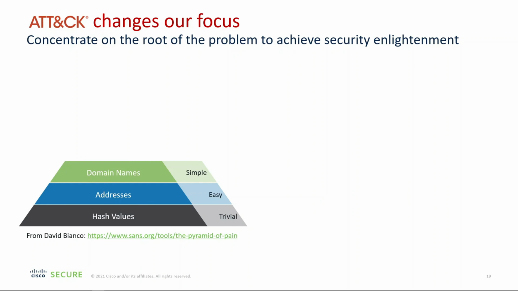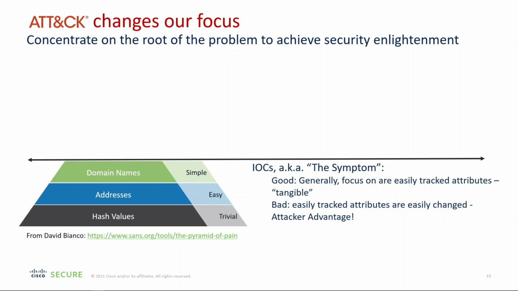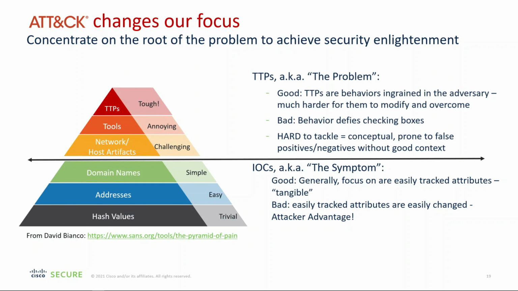So the goal here is to change our focus. It's not to ignore these lower-level indicators. We're certainly going to continue to do that. So these IOCs are the symptoms themselves, but they do mitigate risk, and so we'll continue to do that. It's just, as shown earlier, the adversary can very easily overcome these. And this is why we want to move higher up into the stack. And TTPs, this is where the problem lies. If we're able to mitigate at the tactic and technique level, it's very difficult for the adversary to overcome.